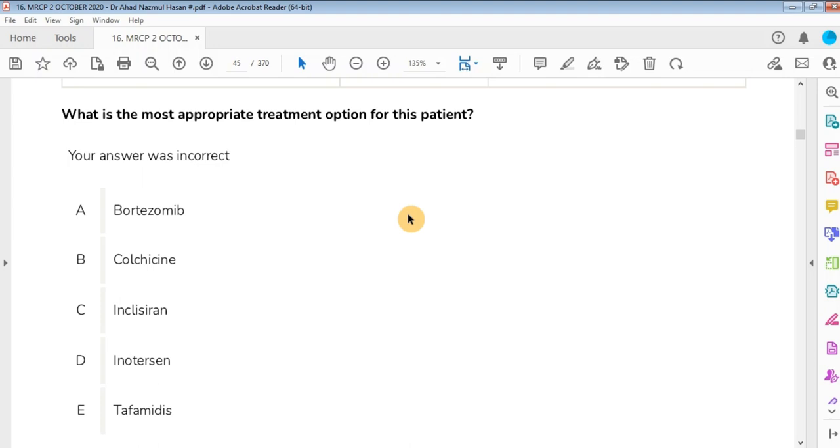What is the most appropriate treatment option for this patient? A. Bortezomib. B. Colchicine. C. Inclisiran. D. Inotersen. E. Tafamidis.